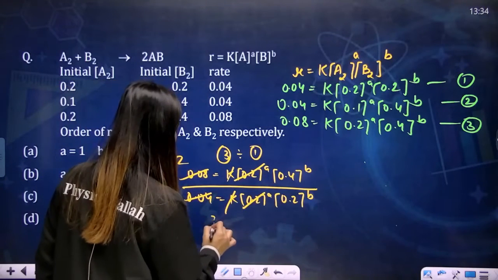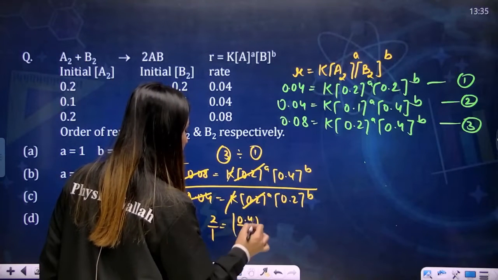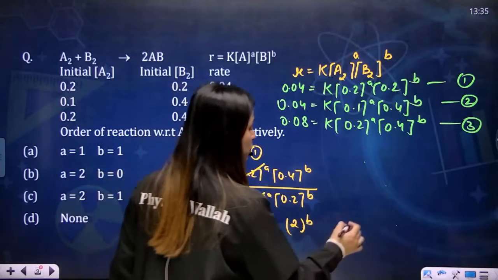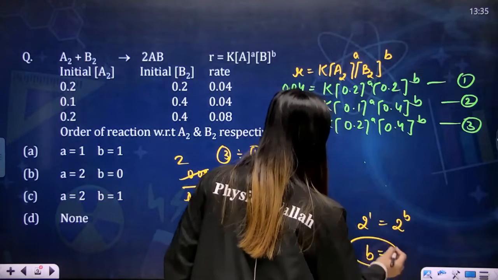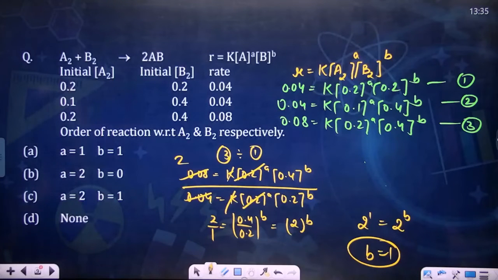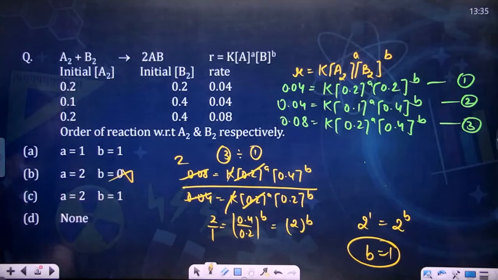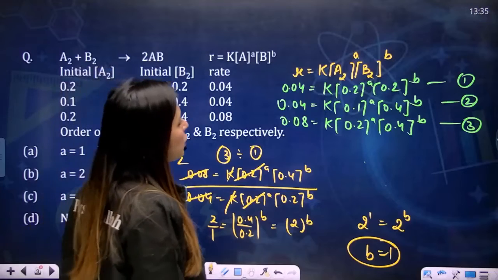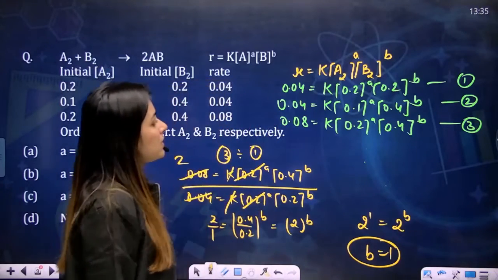You can say that 2 upon 1 is equal to 0.4 upon 0.2 whole power B, which is equal to 2 power B. So 2 power 1 is equal to 2 power B, so the B value is equal to 1. So the order with respect to B is 1, and I can say that the second option is not the correct option. Let's check the order for A. For calculating the order of A, we need to cancel out the B concentration. So let's take the third and second equations.